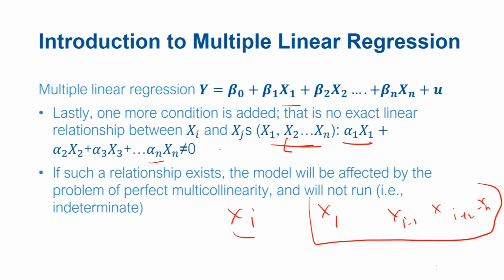If that were to happen, this is called perfect multicollinearity. That means if there is a solution to this equation, this represents multicollinearity. That means one of these xi's can be explained by the remaining independent variables, and in that case of perfect multicollinearity, the model will not run. That is, this equation will become indeterminate. It cannot be determined. There is no solution.